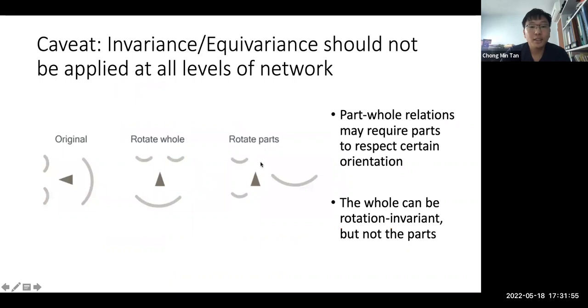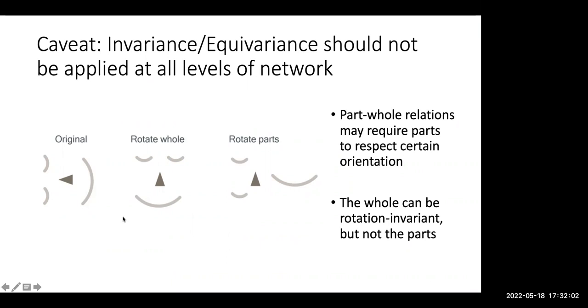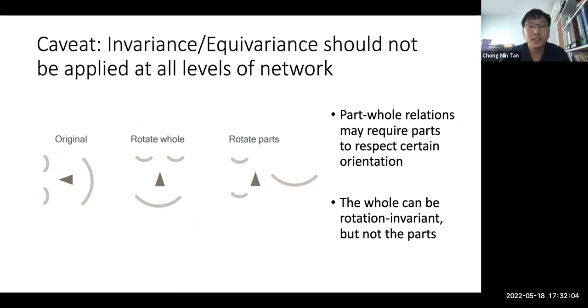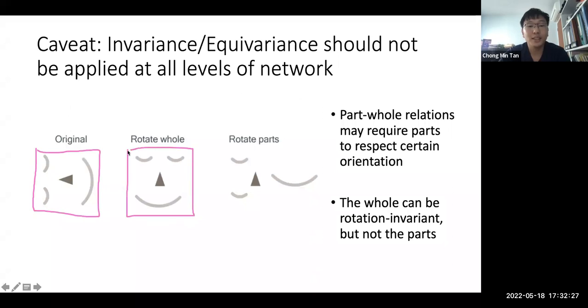Let me just give you a picture by Hinton. This was his part-whole network, or hierarchical network. Is equivariance or invariance good at all parts of the network? If it's so great, you could apply it at all levels of your CNN, starting from your first layer. Hinton gave this example to show that you might want your whole face to be rotation invariant, so that you still interpret it as a face.